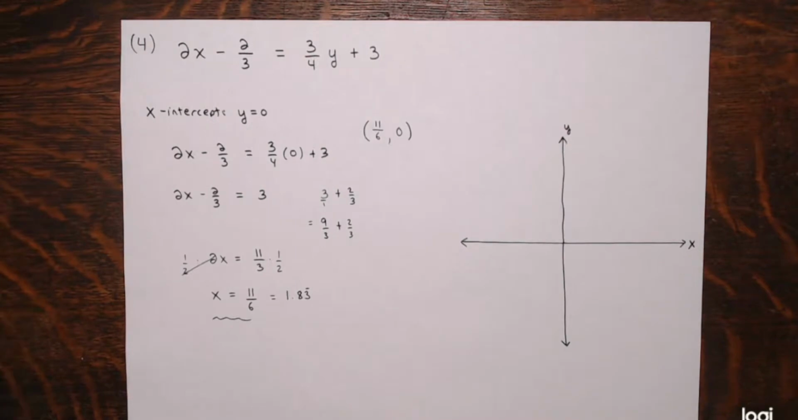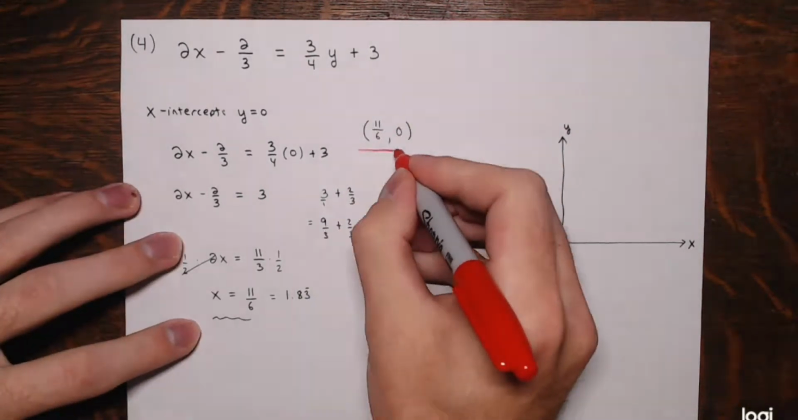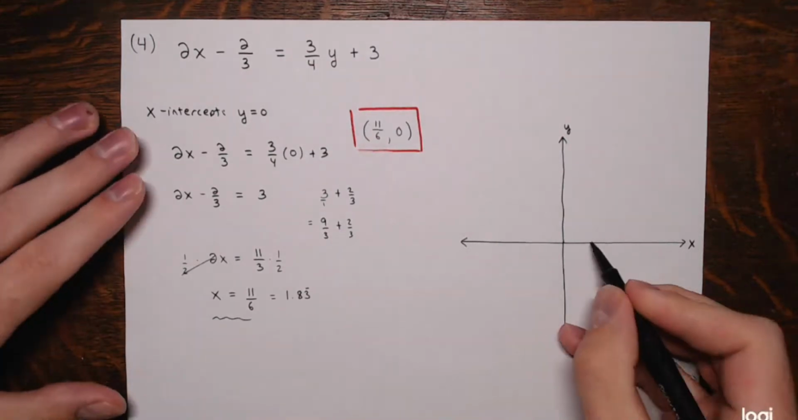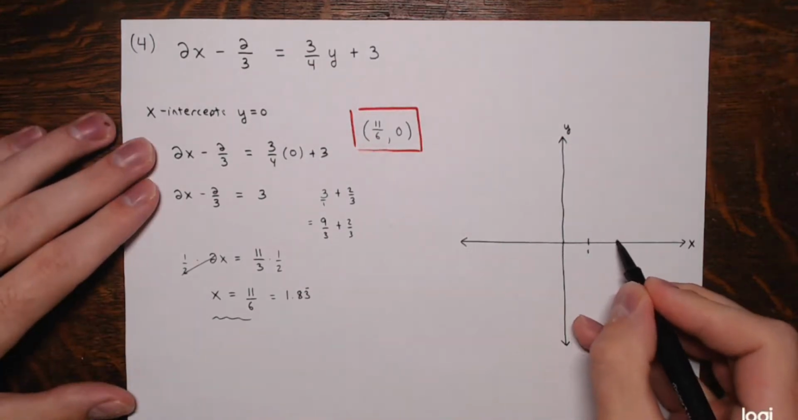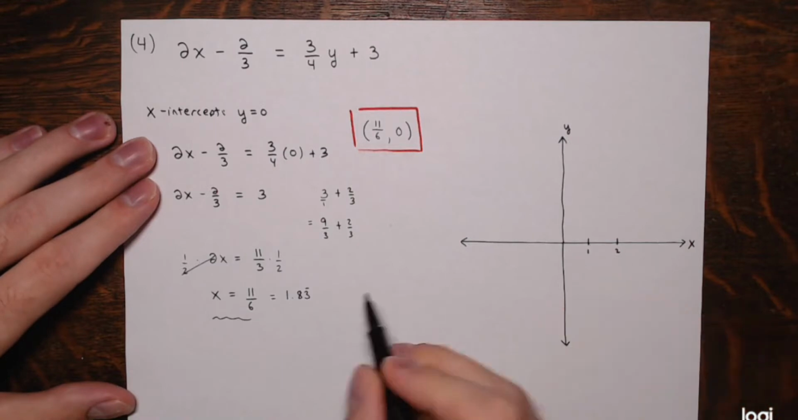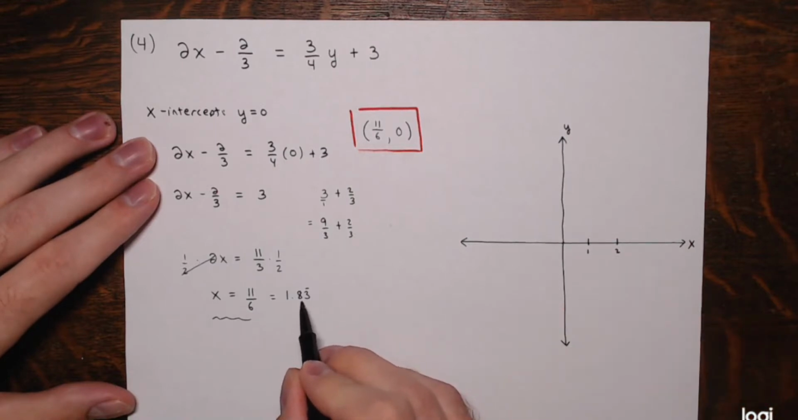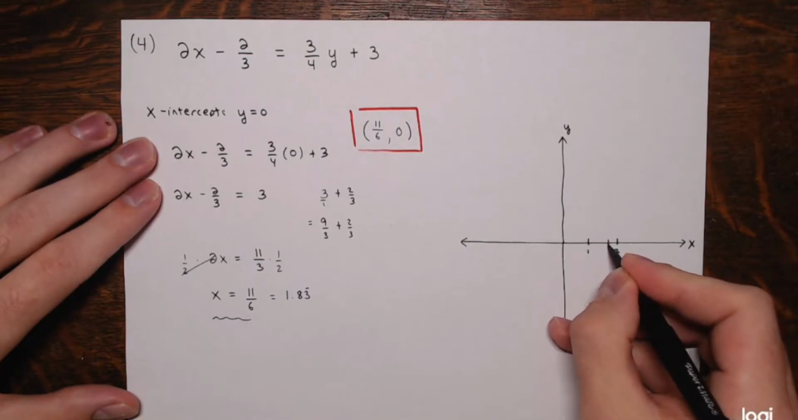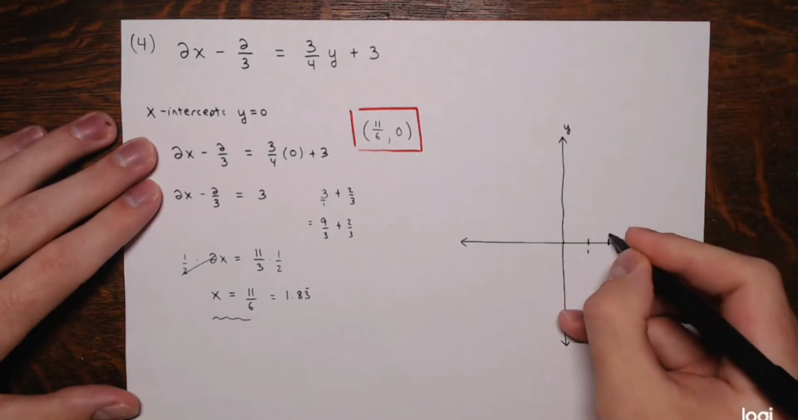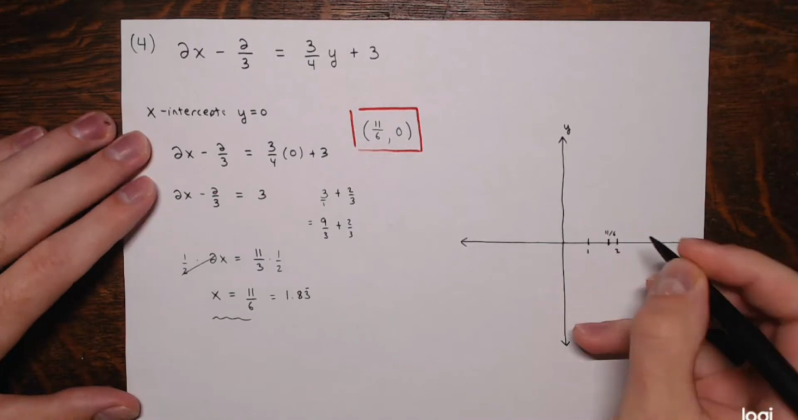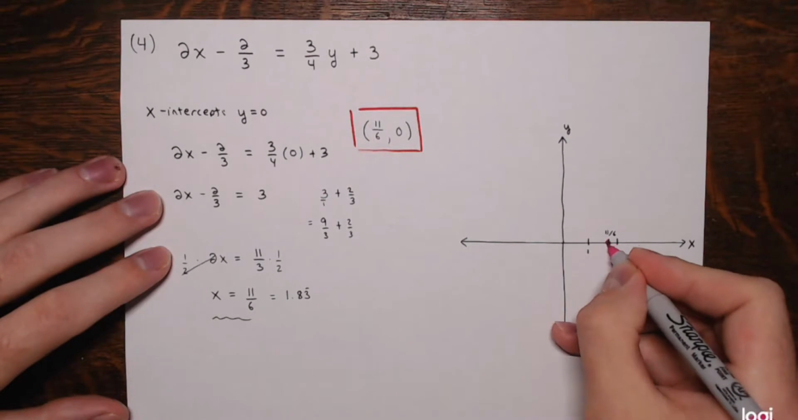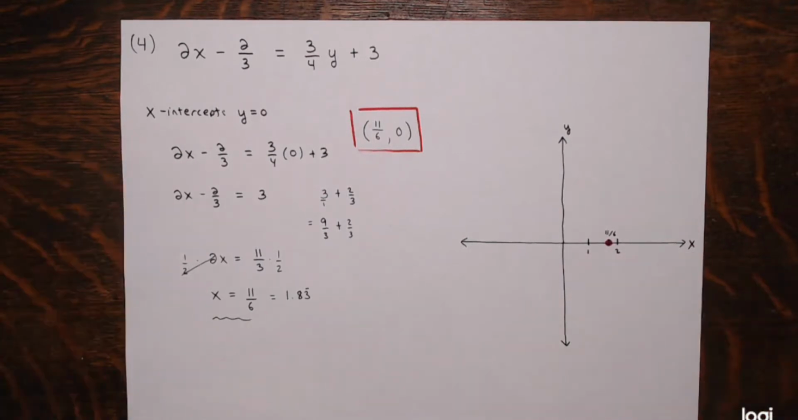That's the point I'm going to plot. Let's do that over here. So let's say this is 1 on the x-axis and this is 2. Now, 11/6 is a little more than 1.8. It's closer to 2 than it is to 1. So I'm just eyeballing things. Let's say that's there. So there's 11/6, and I'm plotting that x-intercept. There it is on the x-axis, 11/6, comma 0.